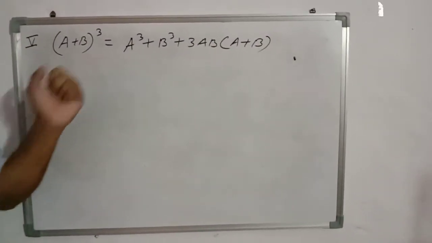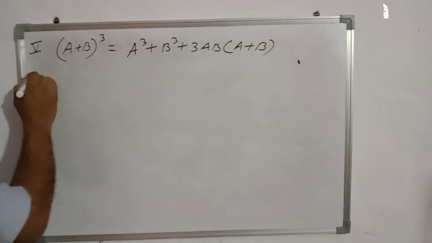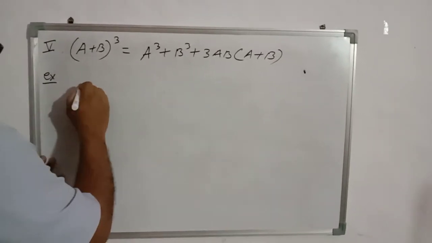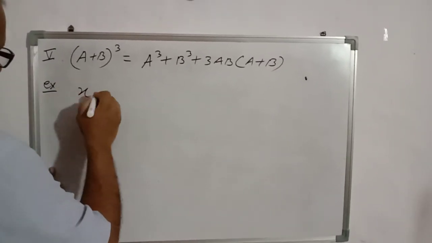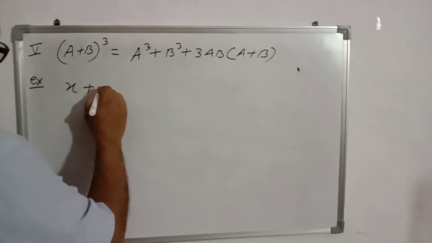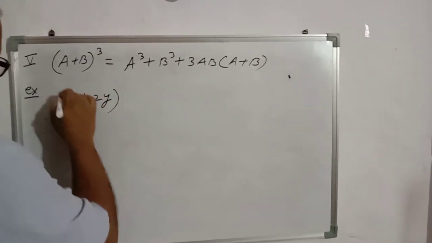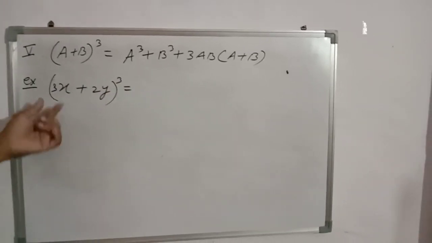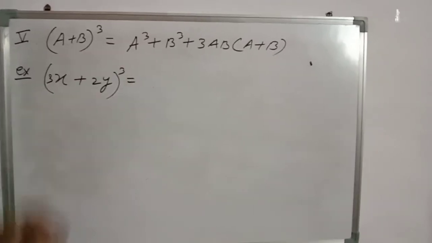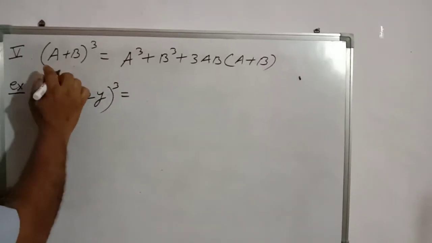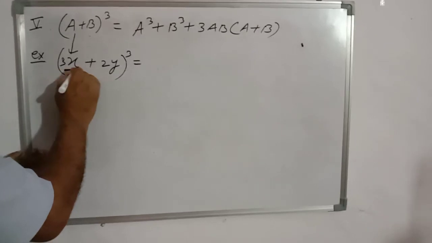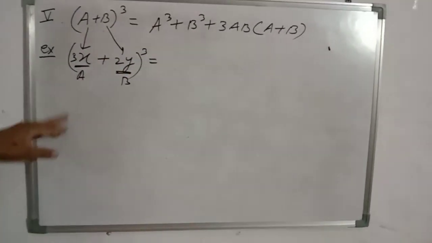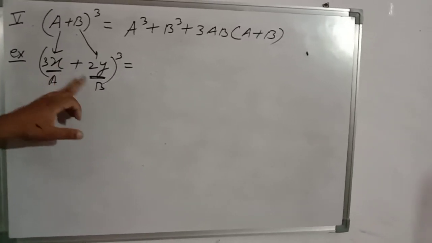How will we apply this identity in a given problem? We will see it with an example. See this example. We have to expand (3x + 2y) whole cube. We will compare with this identity. What is in place of a? a is 3x. What is b? b is 2y. So the value of a is 3x, b is 2y.